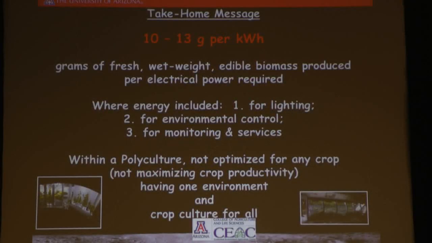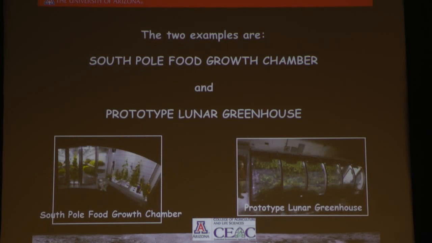This is a polyculture system, meaning multiple crops. What I tell students and growers never to do, to put different crops in the same environment, in the same hydroponic system. But we had little choice. You deal with what you're given and you do the best you can. So this is not maximizing productivity, but it is a target on the wall. And I'll show you how we got to that point. 2 examples, the South Pole Food Growth Chamber and then the prototype Lunar Greenhouse.